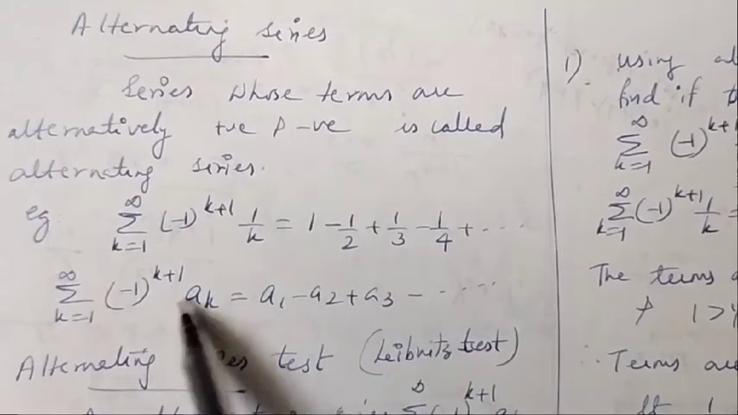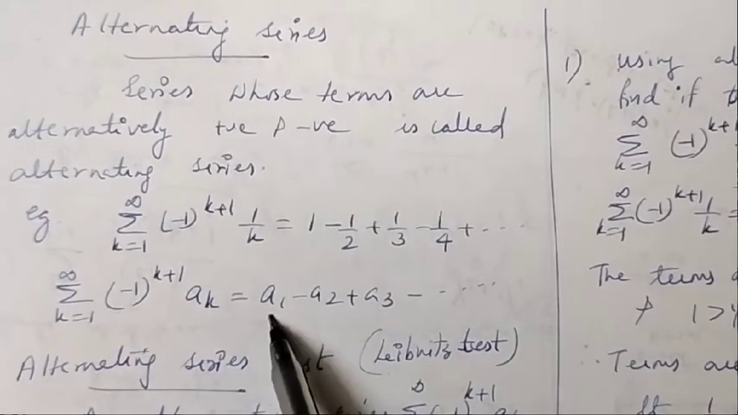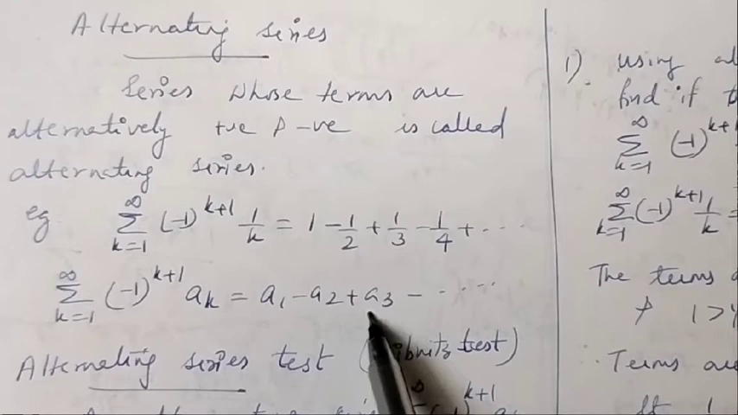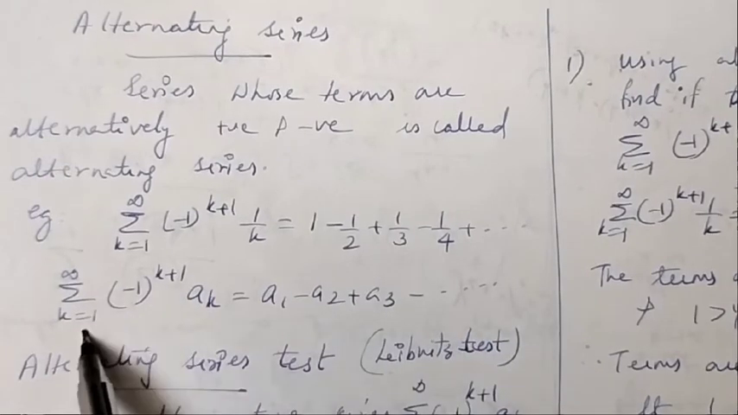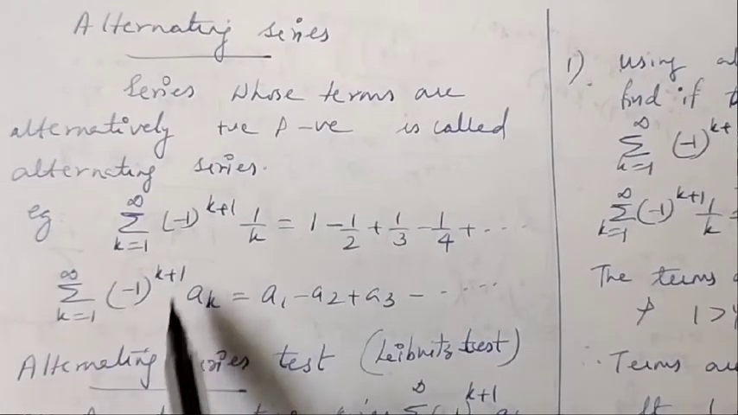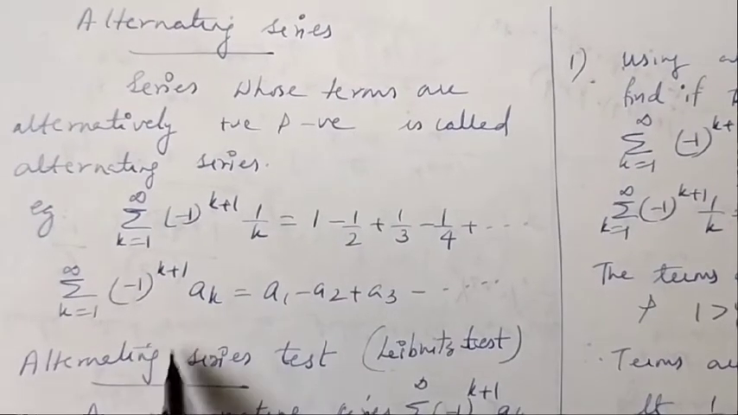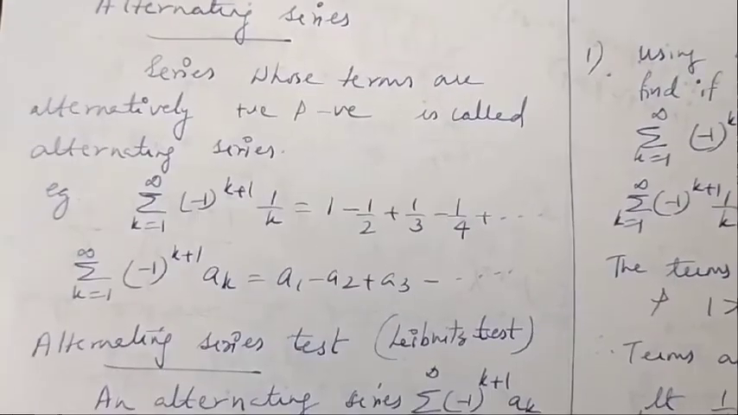So generally an alternating series can be written as a1 minus a2 plus a3 minus a4, etc. That is sigma k from 1 to infinity, minus 1 raised to k plus 1, ak. So this is the general form of an alternating series.